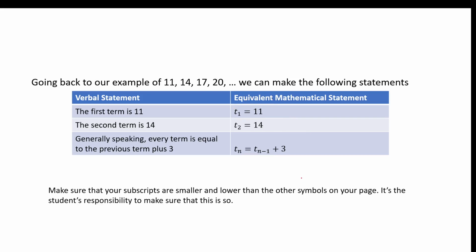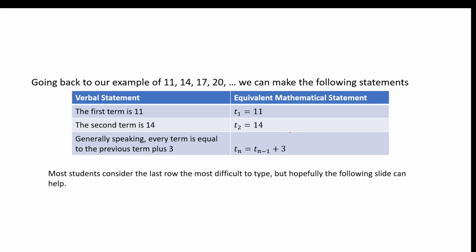Now, you want to make sure that your subscripts are smaller and lower than the other symbols on the page, and it's the student's responsibility to make sure that's so. So for instance, you see here Tn, that n has to be smaller and below the t, and the n minus 1 has to be smaller and below the t, and the 3 again is regular size. It has to be clear, and it's the student's responsibility to make sure it's clear that it is a subscript. Most students consider the last row the most difficult to type, but hopefully the following slide can help.